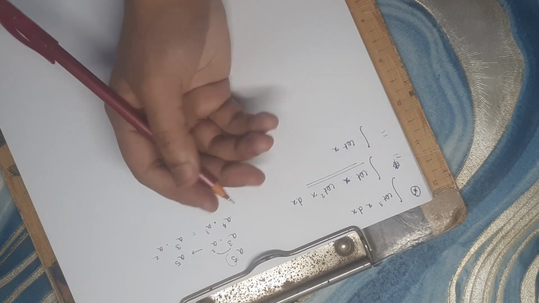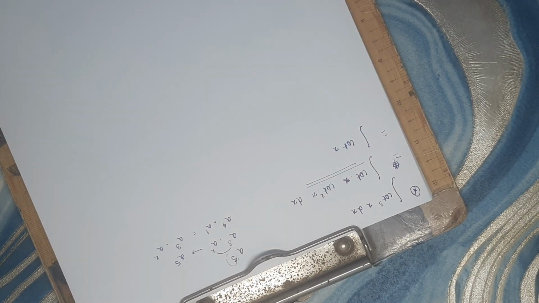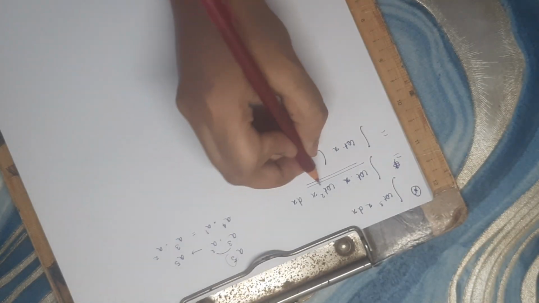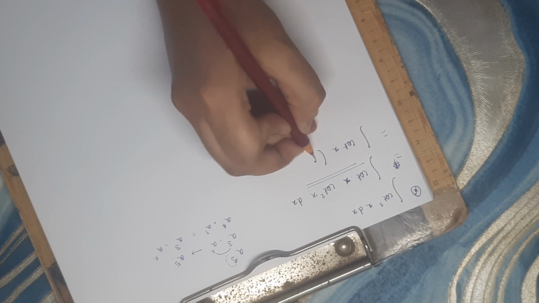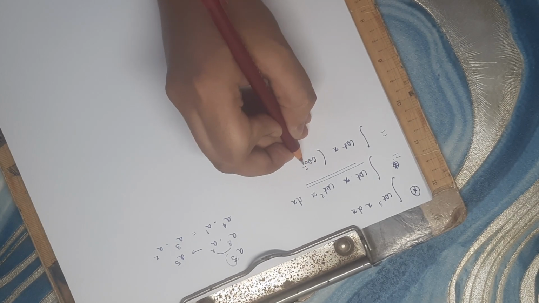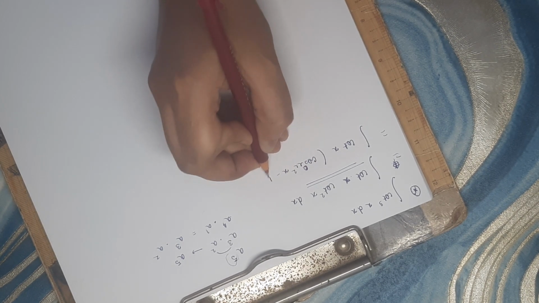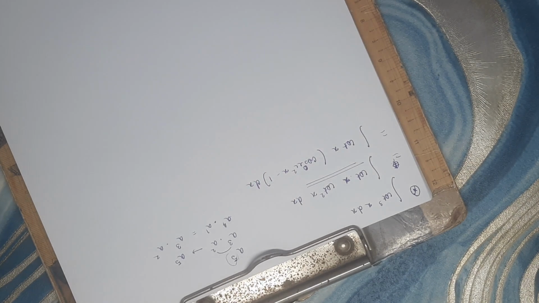Next, in the chapter of trigonometric identities, you will get a formula for cot square x, which is nothing but cosec square x minus 1.